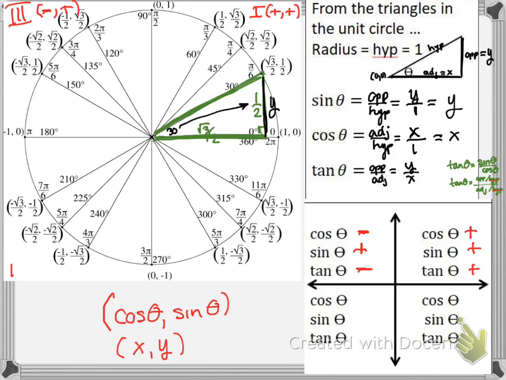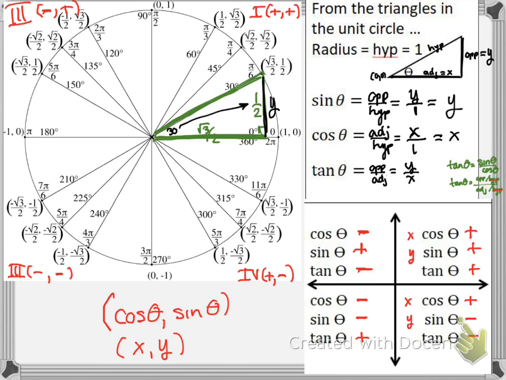Quadrant 3, x's are going left, negative. Y's are going down, negative. So my cosine is negative and my sine is negative. But if I divide sine and cosine, negative divided by negative is a positive. Quadrant 4, my x's are going to the right, positive, but my y's are still going down. That means my cosine, which is my x, is positive. My sine, which is my y, is negative. If you divide a positive and a negative, you get a negative. Remember, cosine is your x, sine is your y. Divide them to get your tangent.